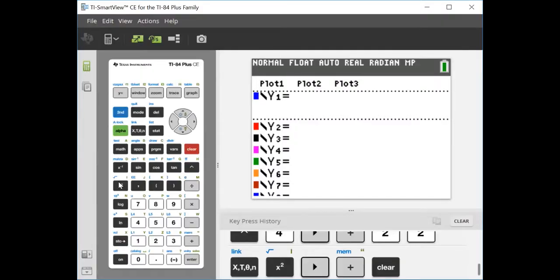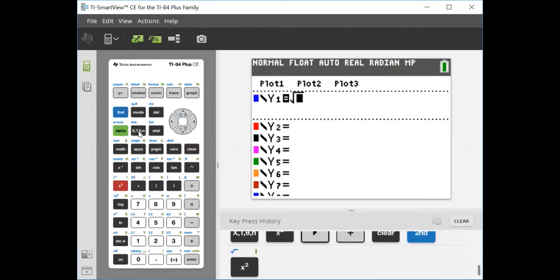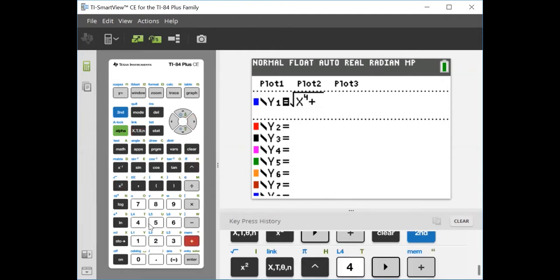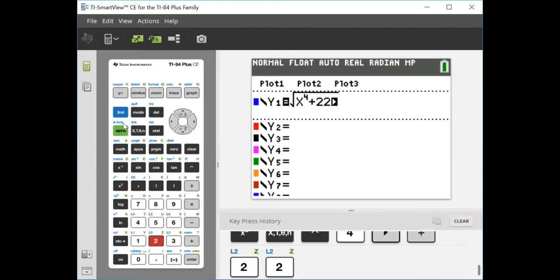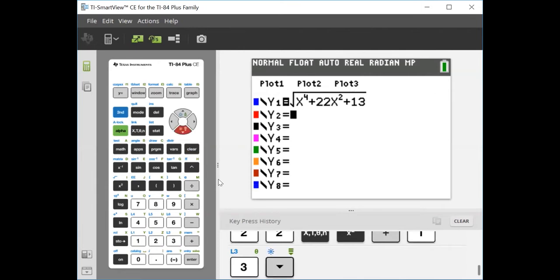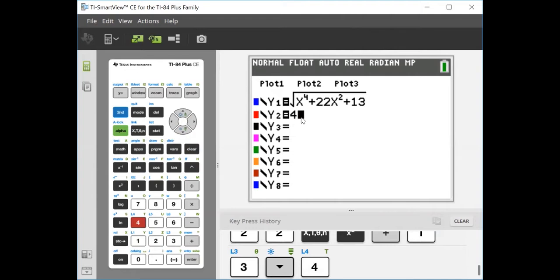Let's use the graphing calculator to verify the solution, that the value 4 is between the function value at 0 and the function value at 1. First, type in the function: square root of x to the power 4 plus 22 times x to the power of 3, and then plus 13. And then the second function would be y equals 4. We are going to look for the intersection of these two graphs.